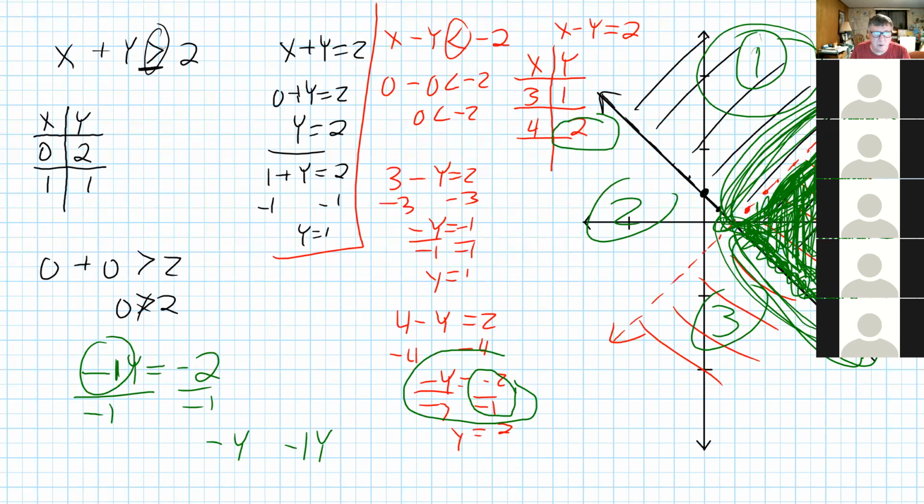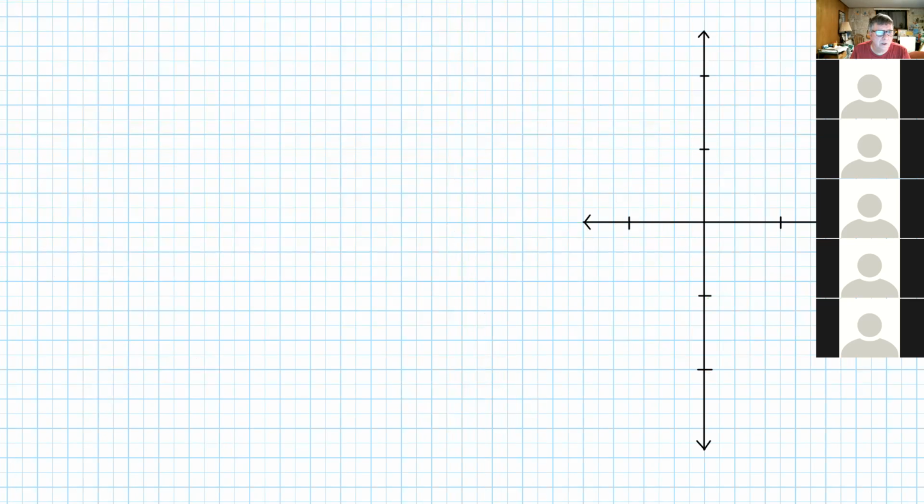So let's go on to another example. And then I want to do a couple in WebAssign just to make sure people are clear on what's going on there. For this next example, could you use slope intercept? Absolutely. Thank you. Let's see here.